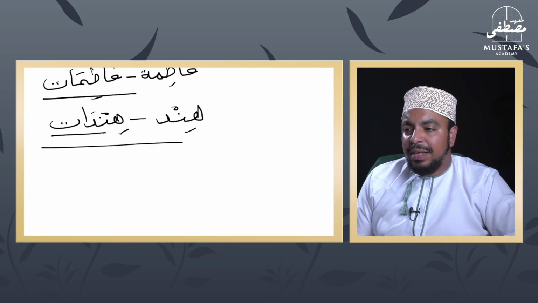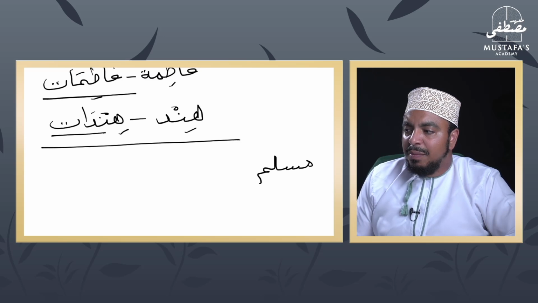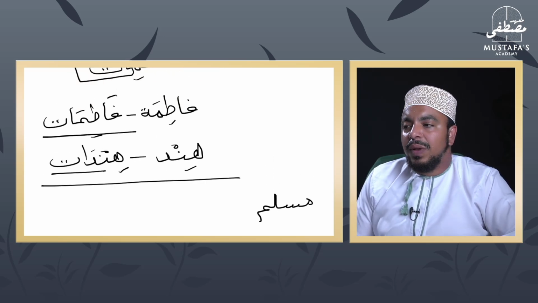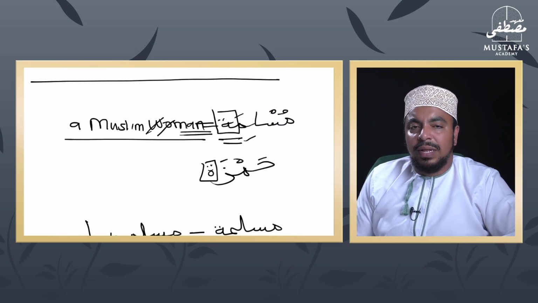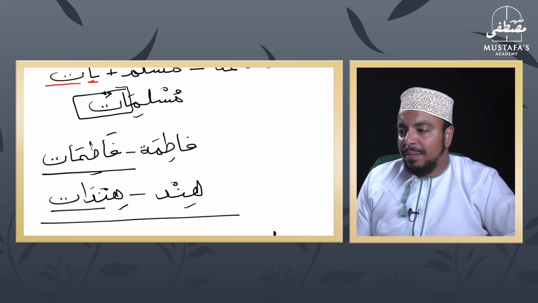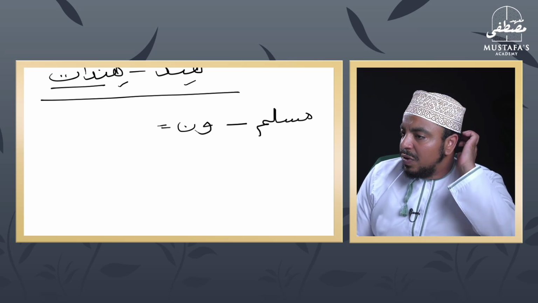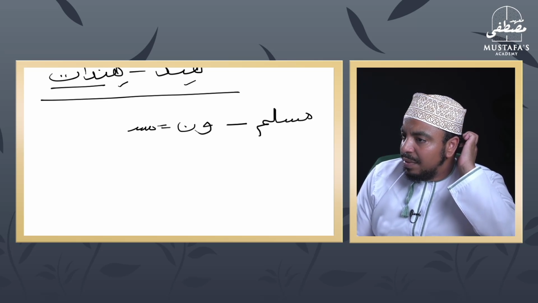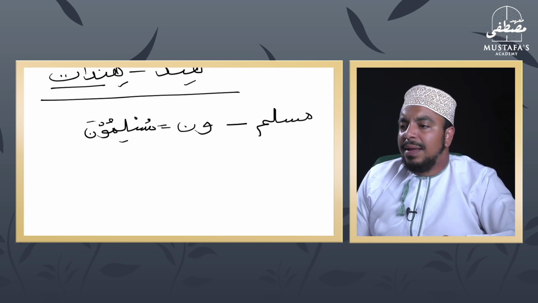جمع المذكر السالم. Let's use Muslim again. Muslim means a Muslim man. That's what it means. You already know now it's a Muslim woman, as written over here. Just delete these 2 letters. It becomes what? Muslim man. A Muslim man, if you want to make it plural, you add waw and noon like this. It becomes Muslimuna. Okay? It becomes what? Muslimuna.